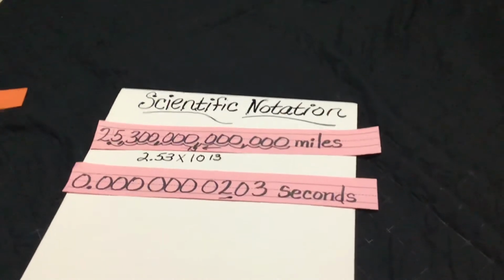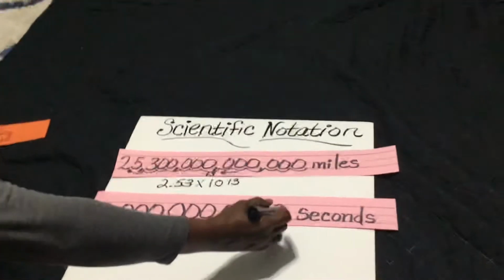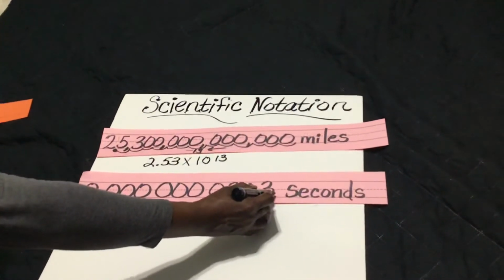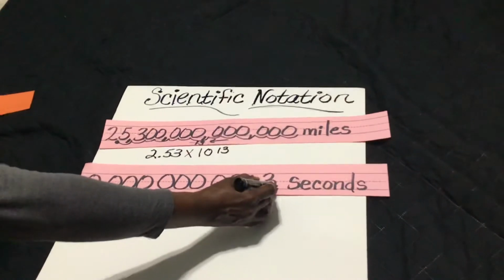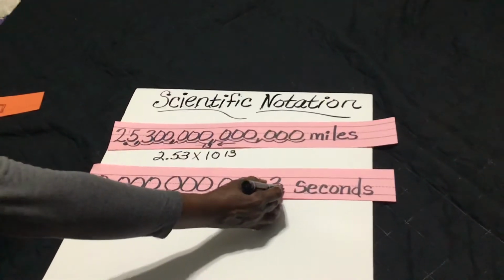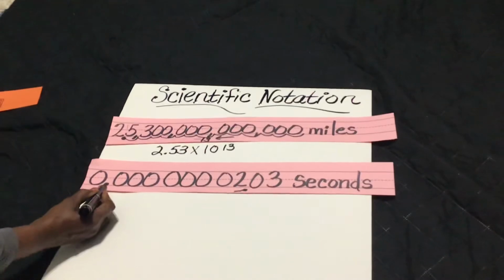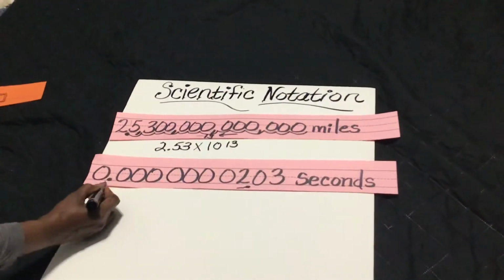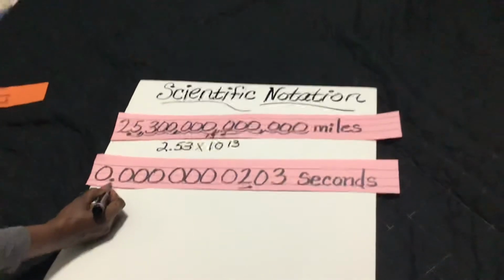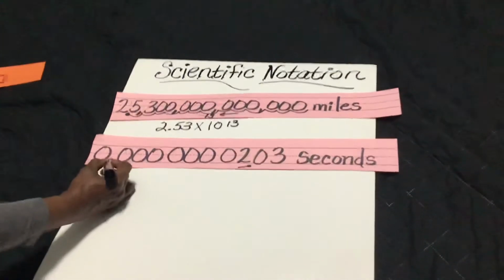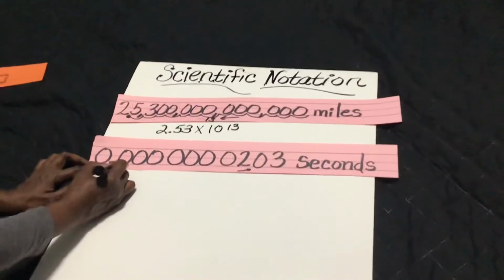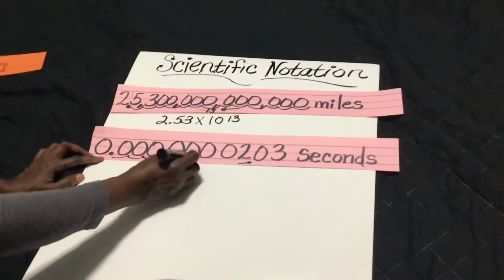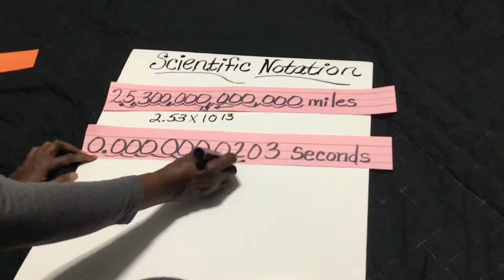So watch me as I move. Remember, I told you, do I start here? Do I start at the end? Anyone? No, ma'am, no, you do not. When there's a decimal point, you're going to move to the right. So I'm going to mark my point here, and off we go. 1, 2, 3, 4, 5, 6, 7, 8.